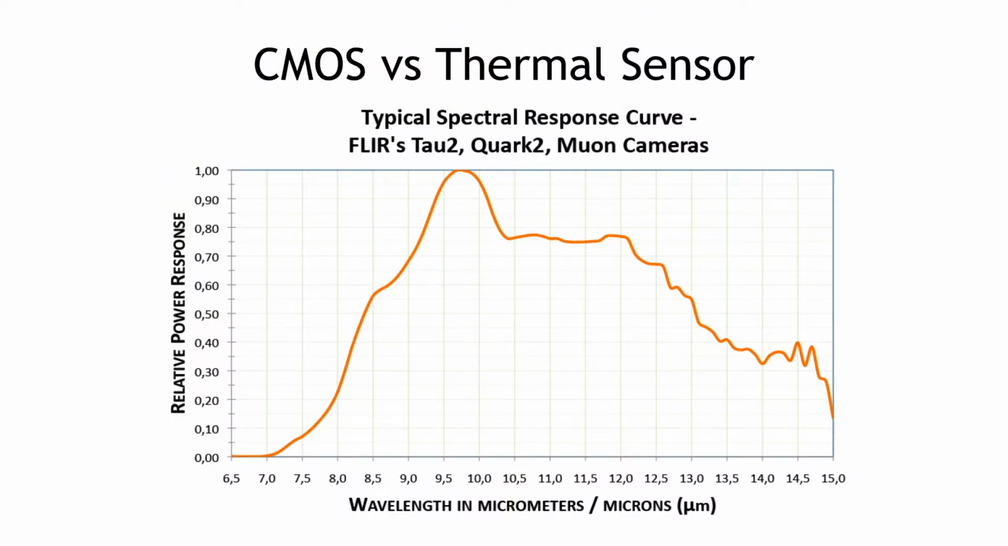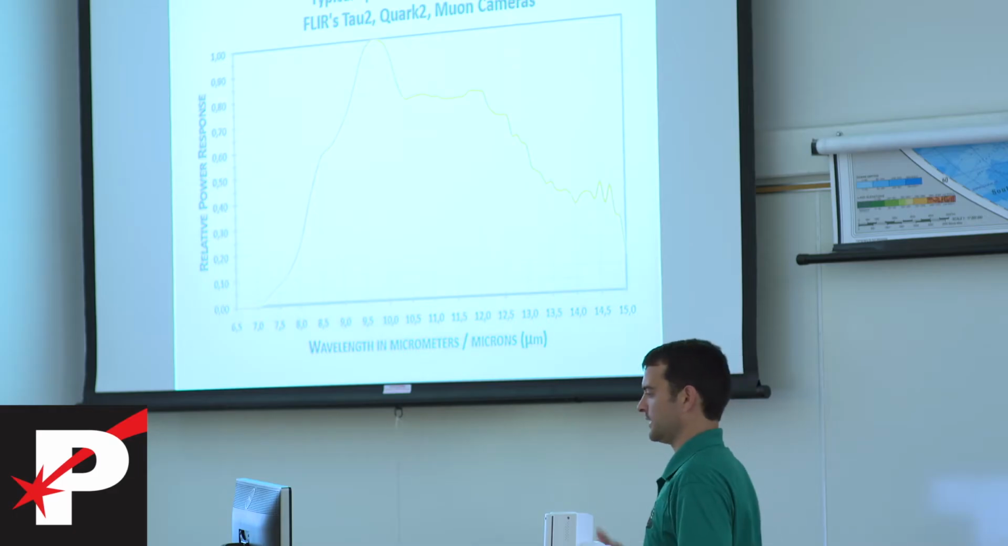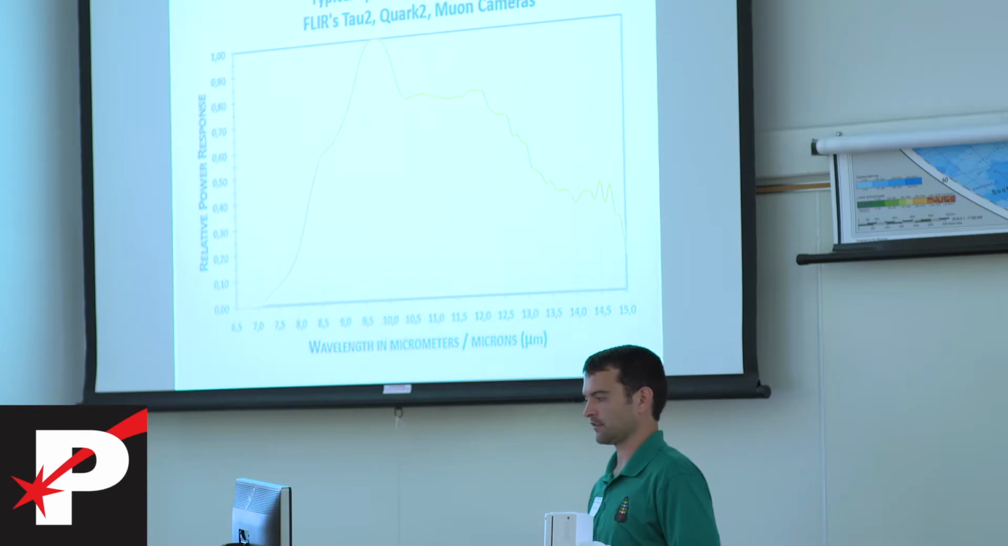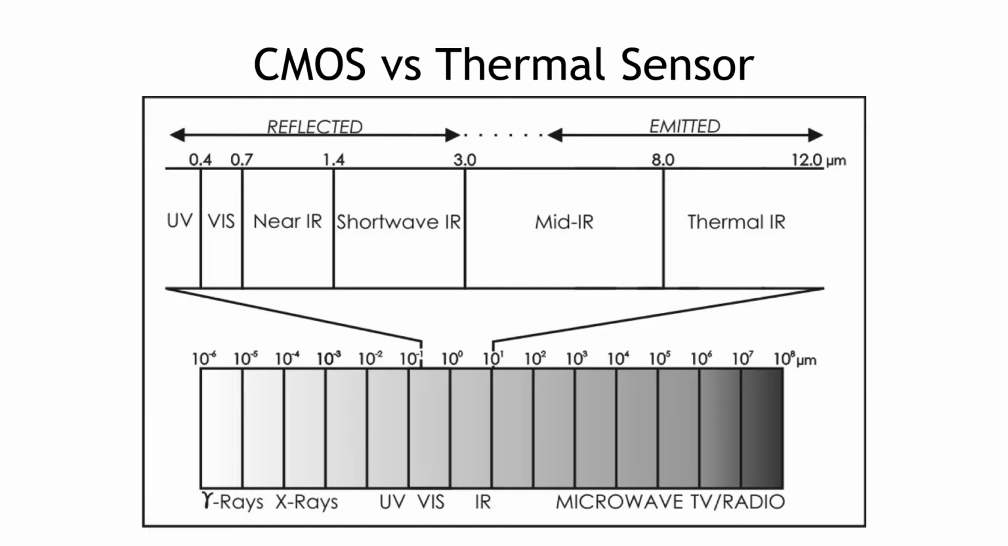You get into the FLIR sensors, like the thermal far infrared sensors. This is a spectral curve for an example of some of the FLIR sensors. You can see at the bottom, instead of 0.4 or 1.1, we're going 6.5 to 14.5, so 6,500 nanometers to 14,500 nanometers.